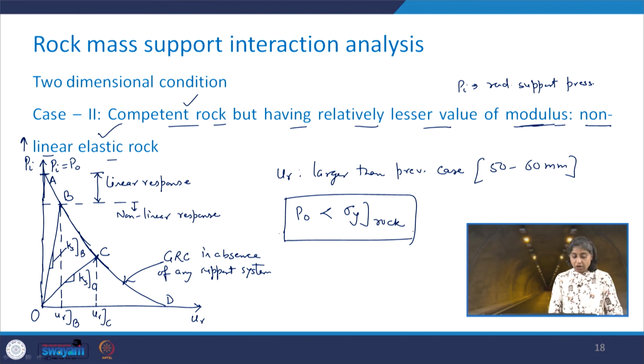Depending upon what is the deformation that is allowed, accordingly you can find out the stiffness. You see that the more the deformation which is allowed, the less is the stiffness of the support system which is needed. So here you see that at point D, it is UR at D which is very large, corresponding to which the support pressure which is needed is 0. In this case this may be to the tune of say 50 to 60 mm, and it is larger than the previous case of the competent rock.